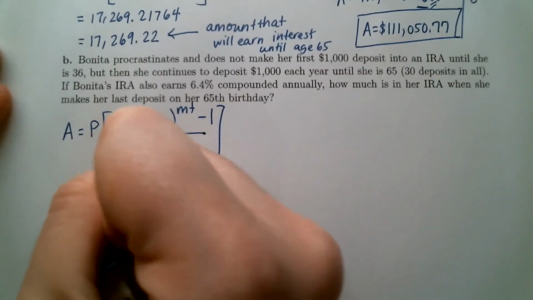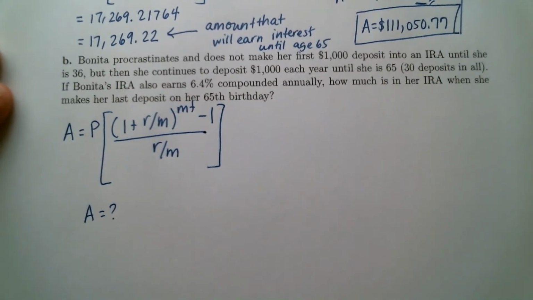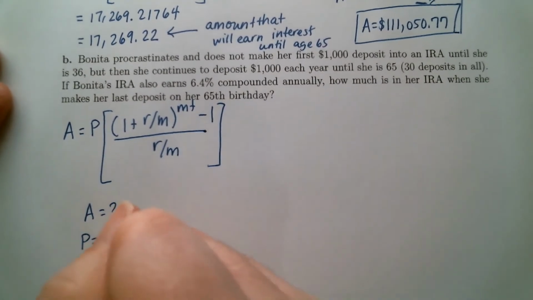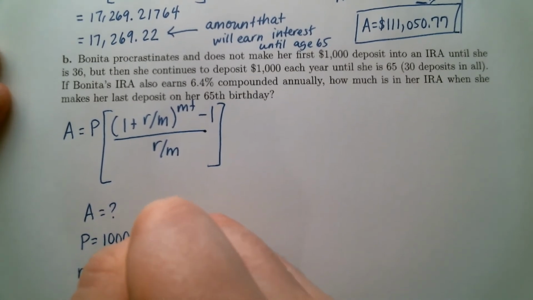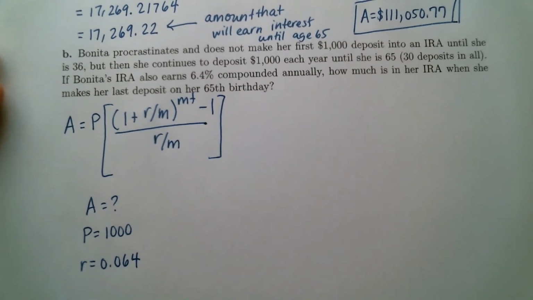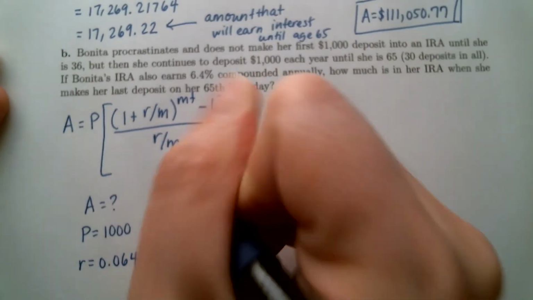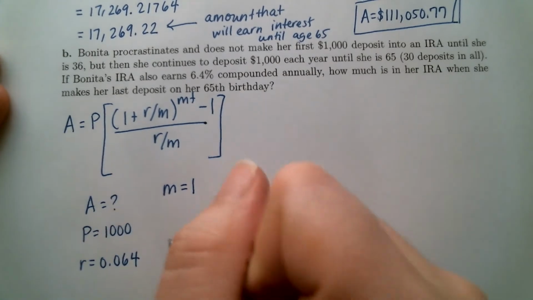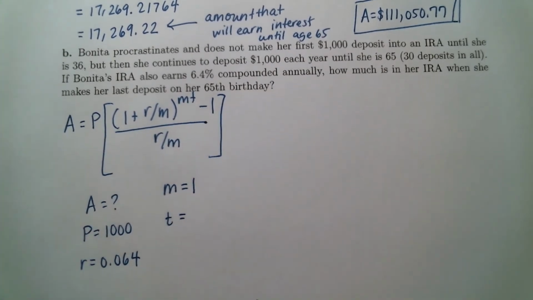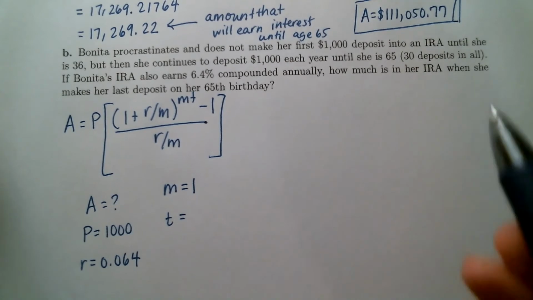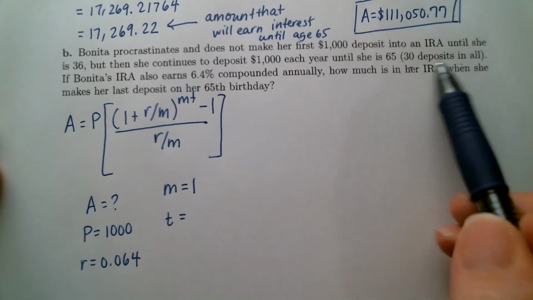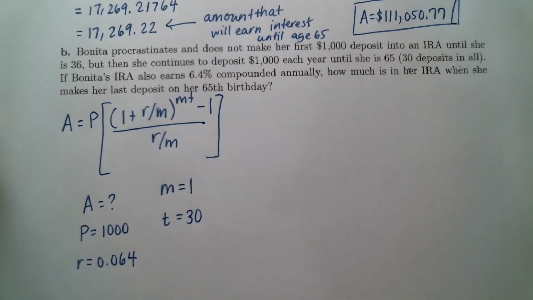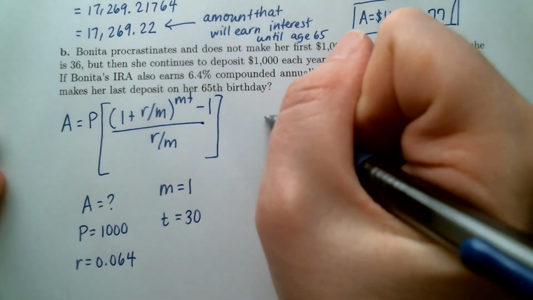And then we know we're looking for her account balance at age 65. P is the amount of each deposit, which is $1,000. And then same interest rate that Bob has. And then we know M is 1 because she's making annual deposits and the interest is compounded annually. Time is going to be from ages 36 to 65. They already counted it for you. It is 30 years. And you just pop this in, and this will give us how much Bonita has for retirement.